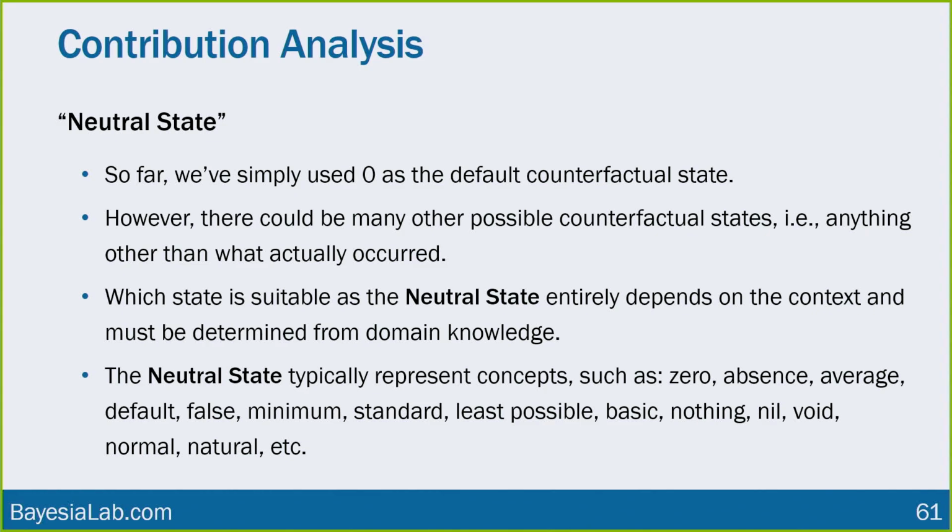And what the correct neutral state is really entirely depends on domain knowledge. What do we know about this domain? What is the correct neutral state and the correct counterfactual state? Quite often it's simply 0, absence, average, default, minimum, standard, least possible, and so on. But what it is really depends on our domain knowledge.